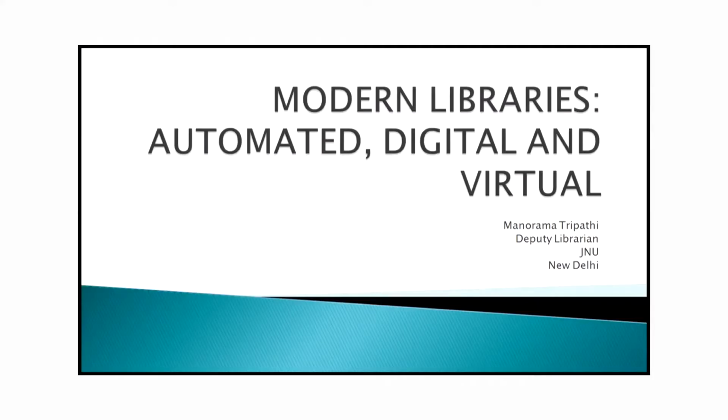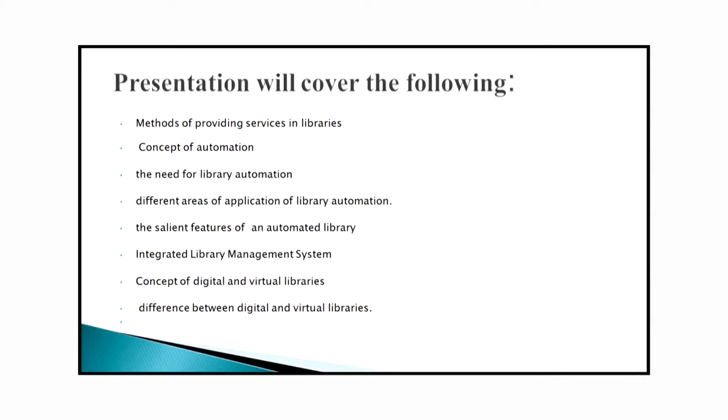Last time we talked about various types of libraries and information centers. Today we are going to focus on modern libraries: automated, digital and virtual. Our presentation will cover the concept of automation, the need for library automation, different areas of application of library automation, the salient features of an automated library, integrated library management system, the concept of digital and virtual libraries, and the difference between digital and virtual libraries.